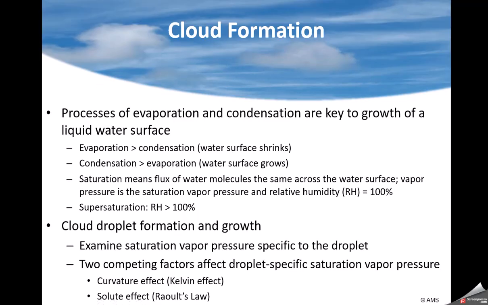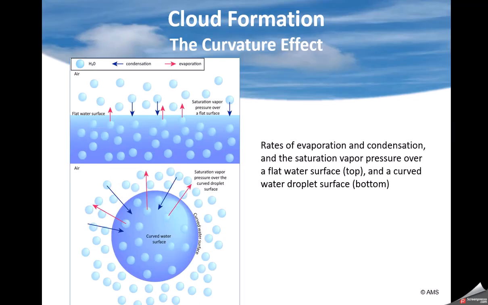So we've learned that evaporation greater than condensation means water area shrinks, and condensation greater than evaporation, water surface is going to grow. So you would think, okay, everything at 100%, right? Well, there's two things that are involved in forming a cloud. There's one called the curvature effect. And you just saw how tiny those little water droplets are and how much curvature there is. Well, the other is the solute effect. And that's where cloud condensation nuclei come in. So let's explore that a minute.